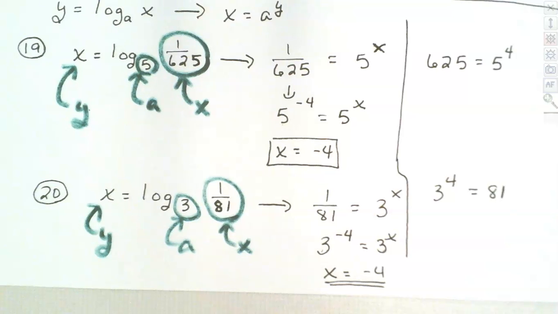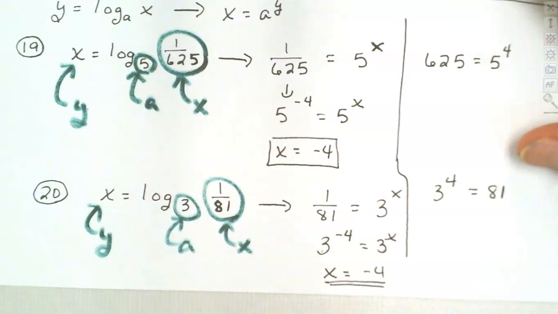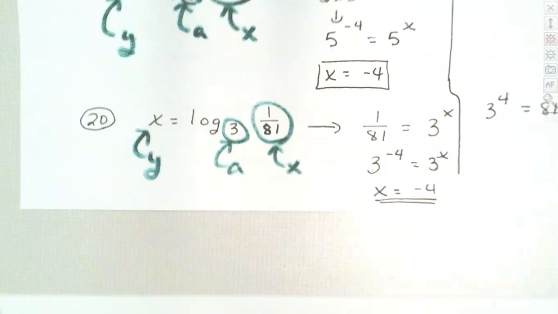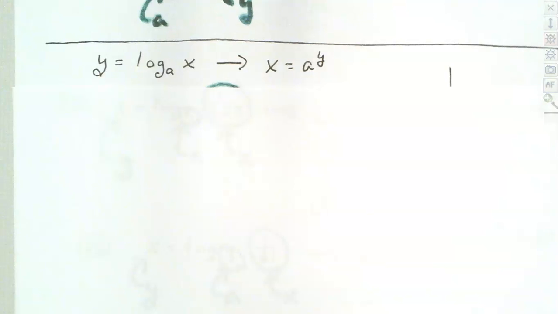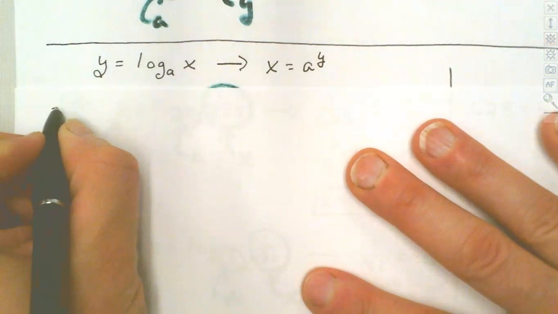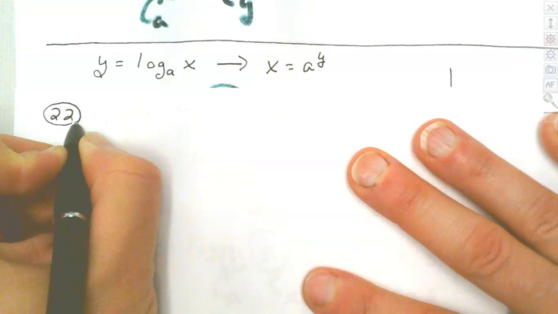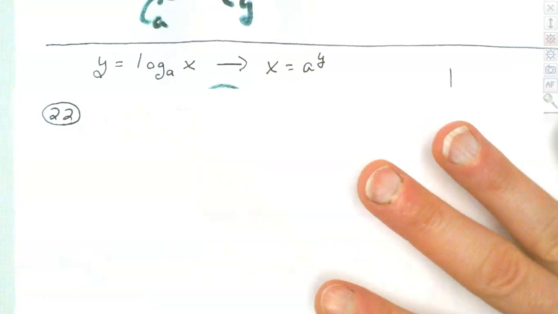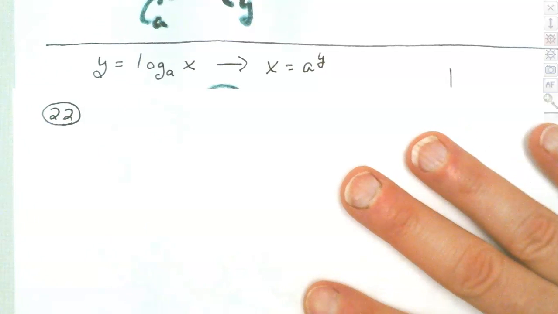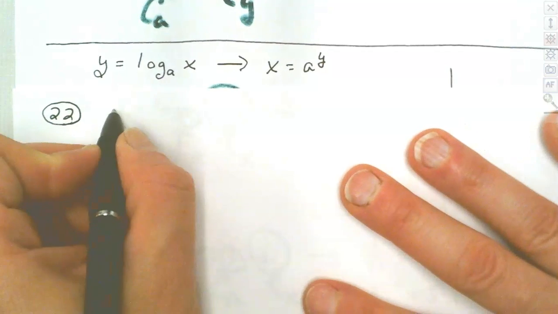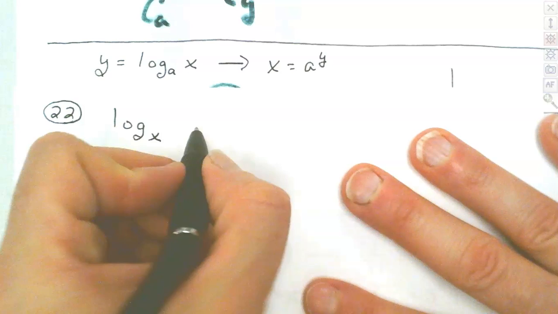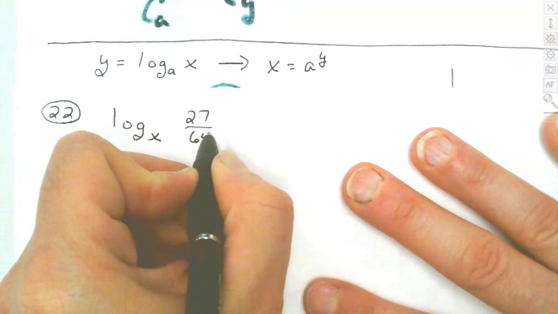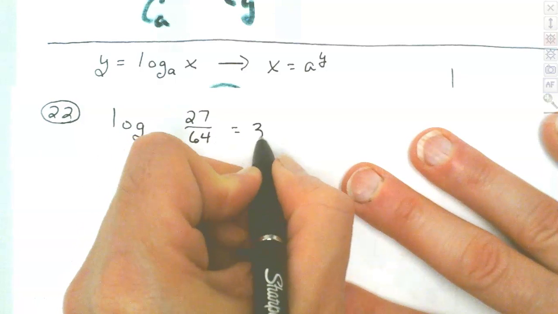Let's try another one. Let's look at question 22. Similar process again, transforming a logarithm into an exponential. Once we finish this one, then we'll look at questions on that practice exam. So we need to solve now, and this one has the x in a different place. We need to solve log base x of 27 over 64 equals 3.